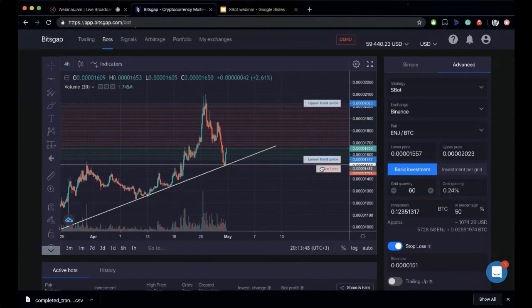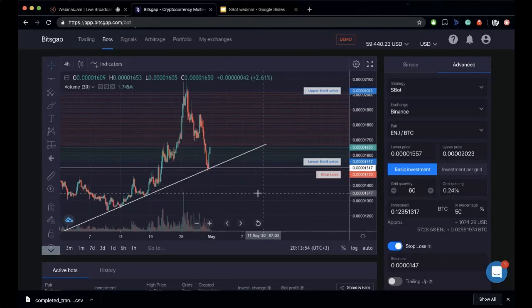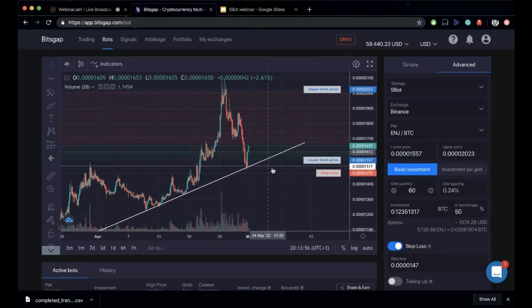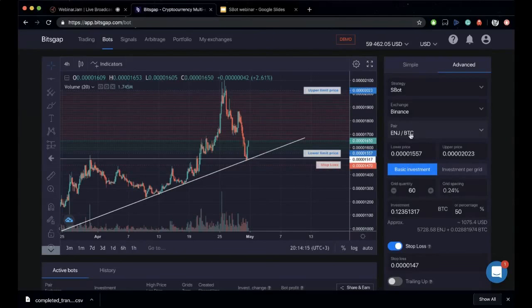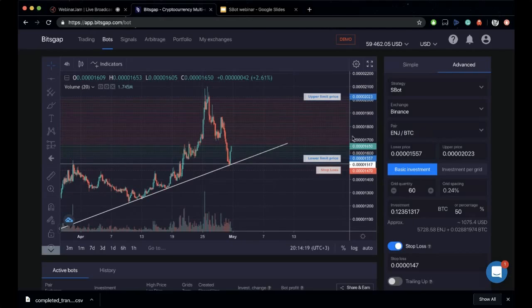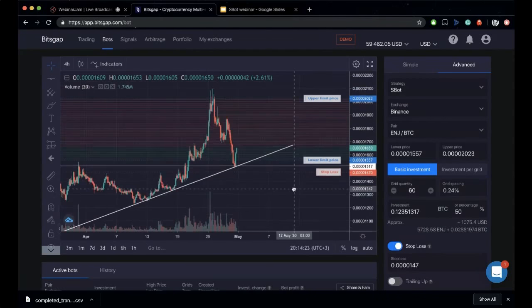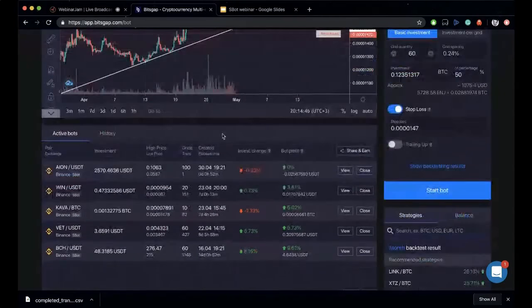I would also set the stop loss. The stop loss is the crucial risk management tool for you in case the price moves against you, to the base currency or to the quote currency, in this case BTC. So that's the risk management tool that you should always keep in mind.